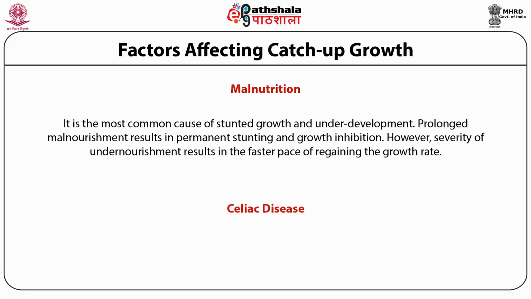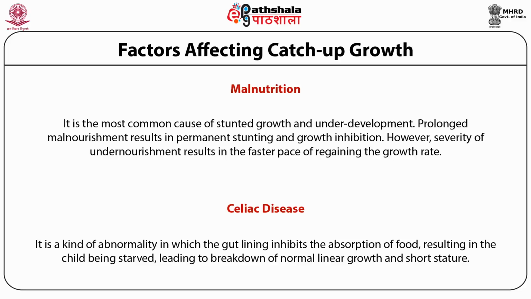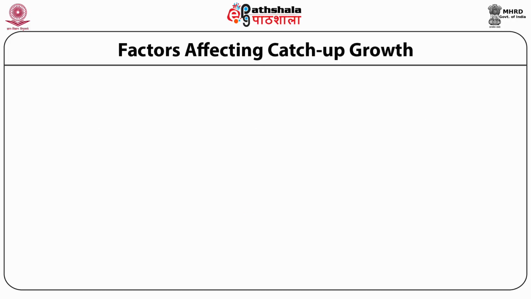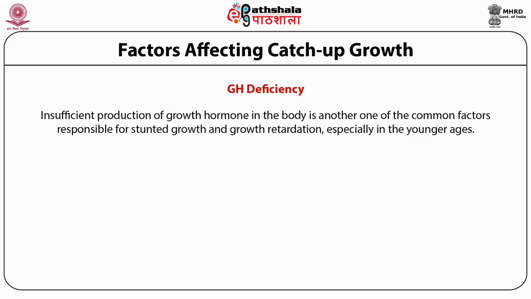Next is celiac disease. It is a kind of abnormality in which the gut lining inhibits the absorption of food, resulting in the child being starved. Since it causes malabsorption, growth retardation in the initial stages of growth is witnessed, leading to breakdown of normal linear growth and short stature. Another factor is growth hormone deficiency. Insufficient production of growth hormone in the body is another one of the common factors responsible for stunted growth and growth retardation, especially in the younger ages.